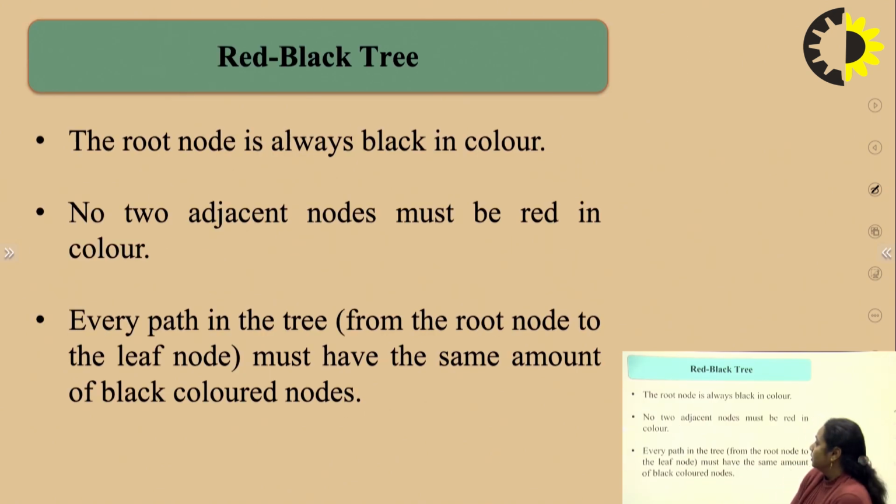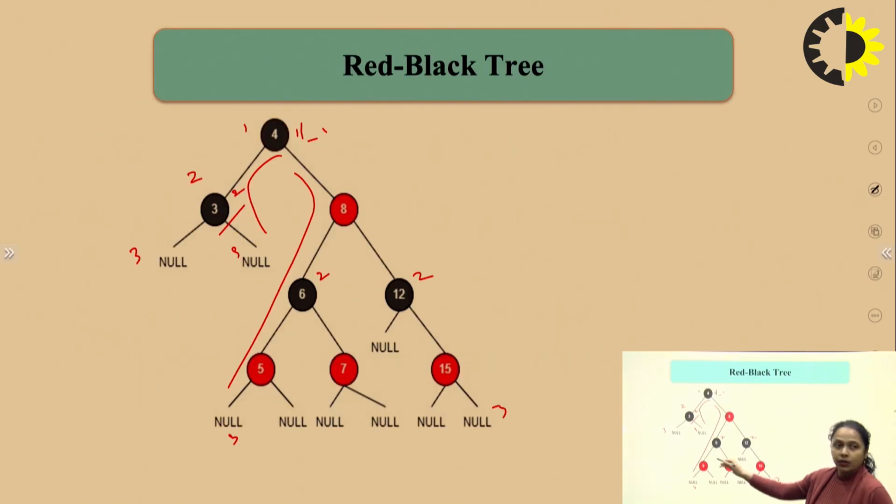Now, in general we can say that two adjacent nodes cannot be red in color, as we have seen in this particular diagram also. That is, no two red nodes are adjacent, but black nodes can be adjacent to each other. So in this particular example, we are seeing also that the adjacent node to 4 is 3, that is black in color, and another node is 8, that is red in color.